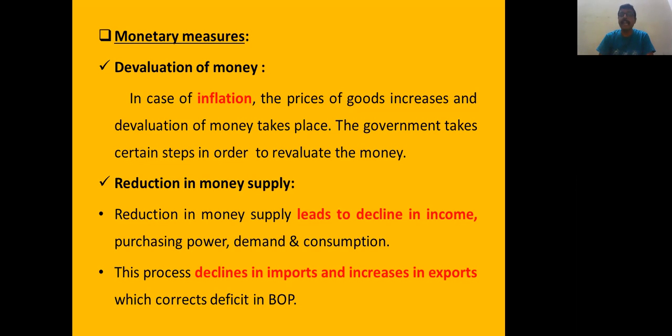Second one is reduction in the money supply. If the money supply is reduced, what will happen? An abundant amount of money will not stay with the people. And thus the prices of goods will come down. As the prices come down, what happens? The income of the country will be increased and thus exports will be increased.